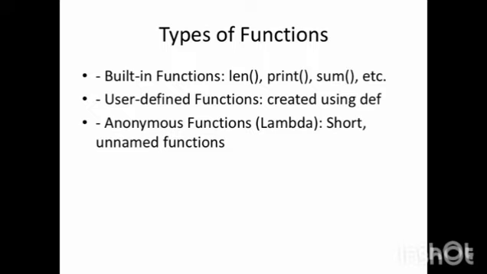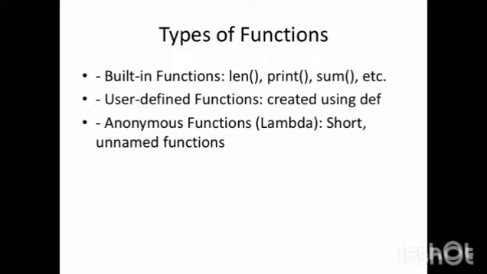After the function name, you will see parentheses. These parentheses can hold parameters, values you want to pass into the function so it can perform its task. If no parameters are needed, you can leave the parentheses empty. After the parentheses, we use a colon to indicate the start of the function body, which contains the code that will execute when the function is called.